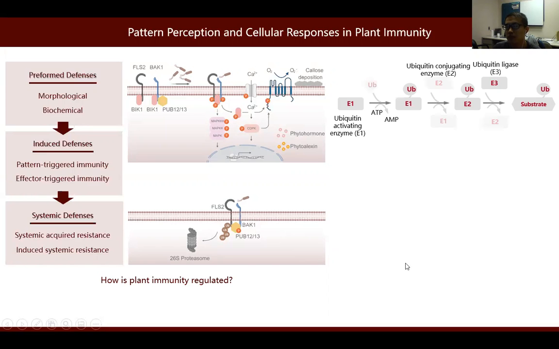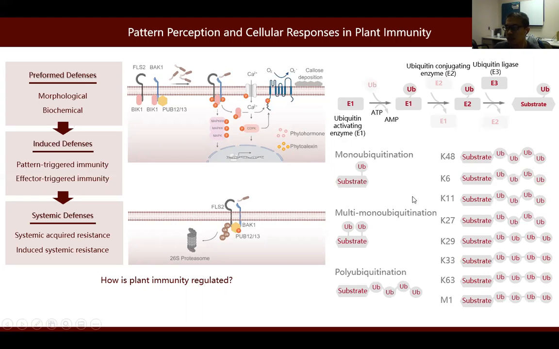Ubiquitination is the process of addition of ubiquitin, a 76 amino acid protein, to the substrates through a three-step reaction catalyzed by three enzymes. It can be classified into monoubiquitination, multimono, or polyubiquitination, and also different linkage types of polyubiquitination based on which lysine residue is used. Then, how does ubiquitination function in plant immunity?